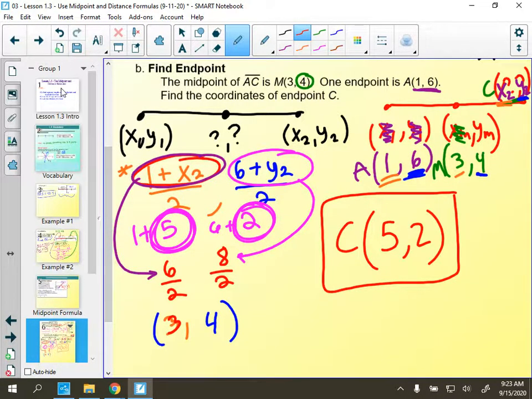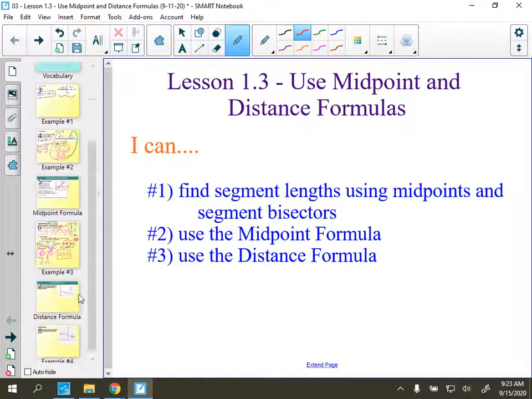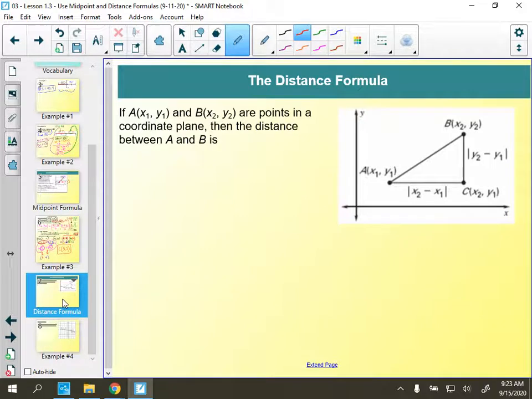Let's take a look. I think that's pretty good as far as using that midpoint formula, or using that concept of midpoint on a coordinate plane. The last one we got to look at is using this distance formula on a coordinate plane. There we go. So we're looking at a similar concept.